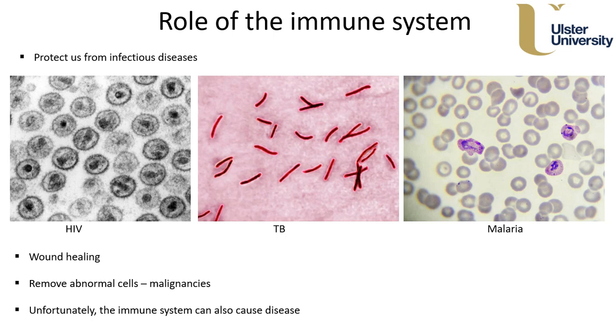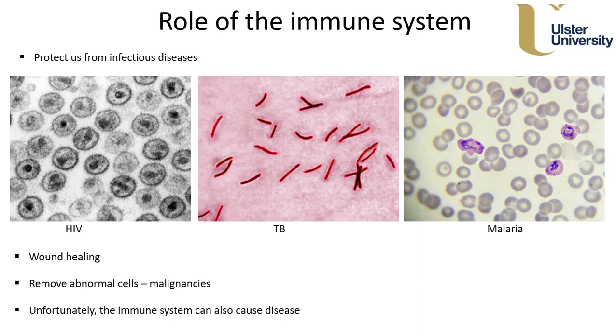The immune system's primary function is to protect the host from infectious diseases, and I've provided you with some images of examples of that. On the left are cells that have been infected with HIV. In the center is a bacterium that causes tuberculosis, and on the right are some red blood cells that have been infected with a parasite that causes malaria. So these are the three biggest killers worldwide in terms of infectious diseases, along with influenza as well.